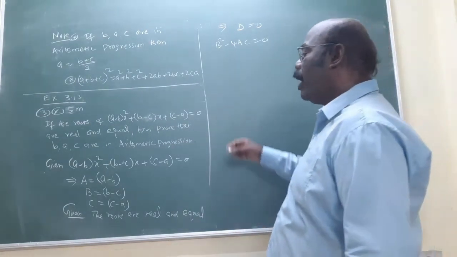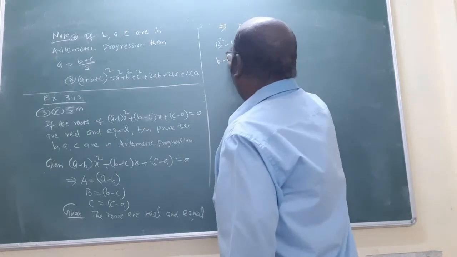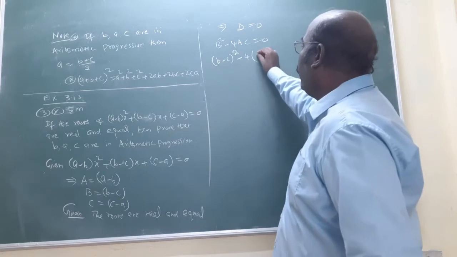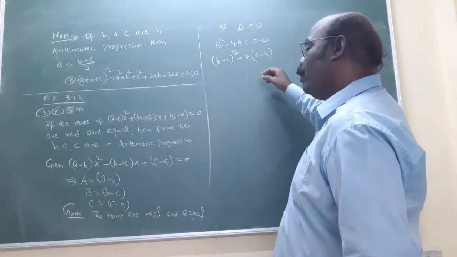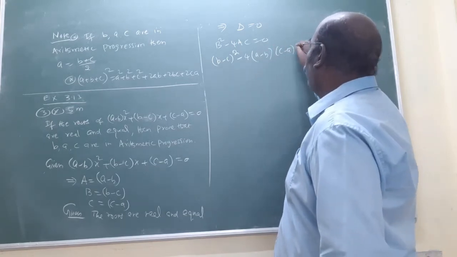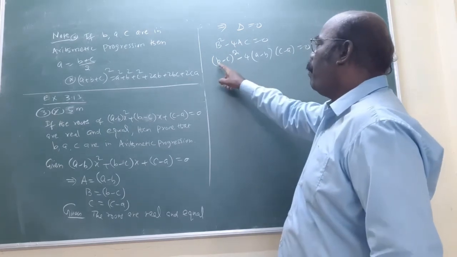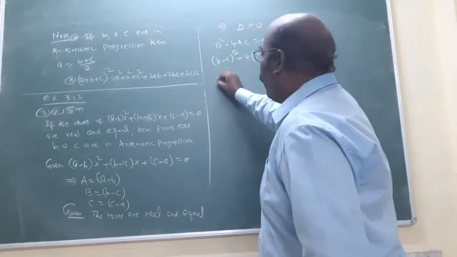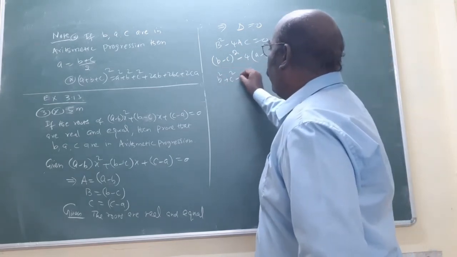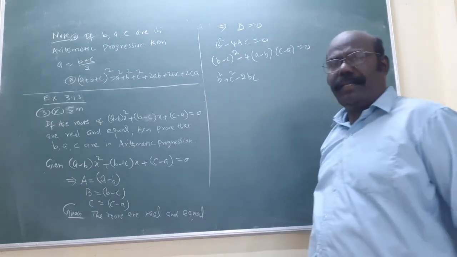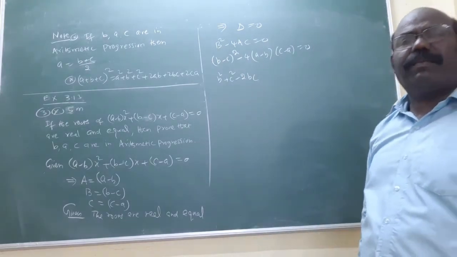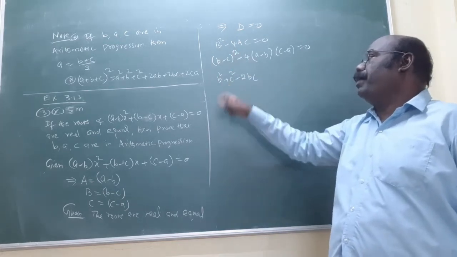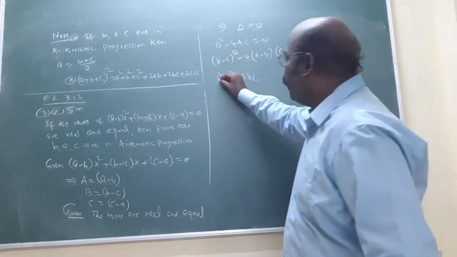B square, B is what? (b minus c) whole square, minus 4 into A, A is what? (a minus b), C is what? (c minus a). Now, it is of the form (b minus c) whole square. What is the formula? First term square plus second term square minus 2 times both. So (b minus c) whole square means b square plus c square minus 2bc.